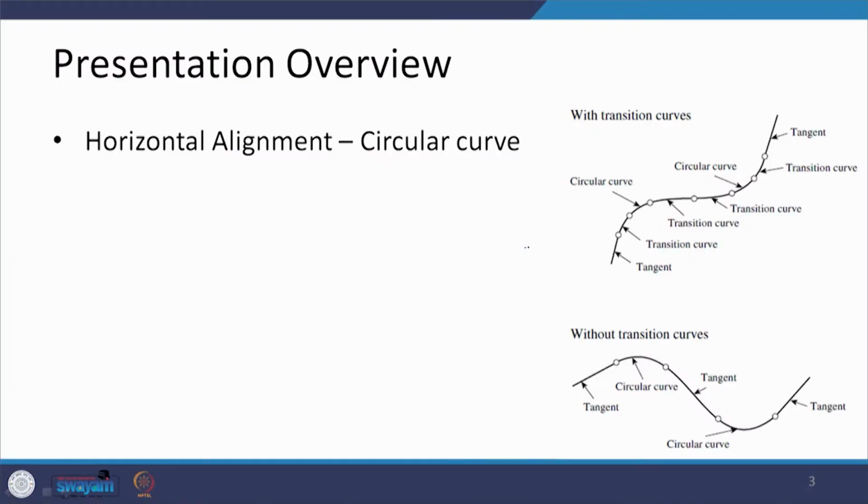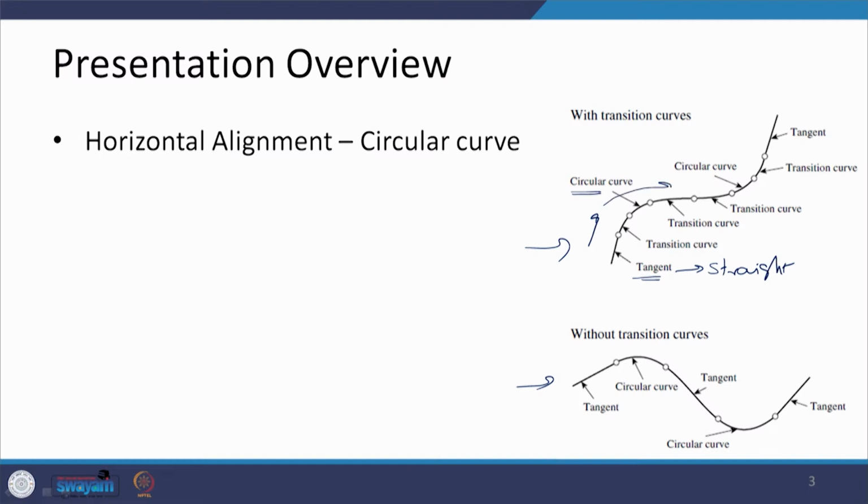Now, when you talk about this horizontal alignment, and look at the diagrams shown on the right hand side, what you find is that there is a tangent, which is also defined as a straight section. There is a circular curve because there is a requirement of a change of direction. So, we are going in this direction, we have to take a turn like this and then go in this form. So, again there is a change in direction.